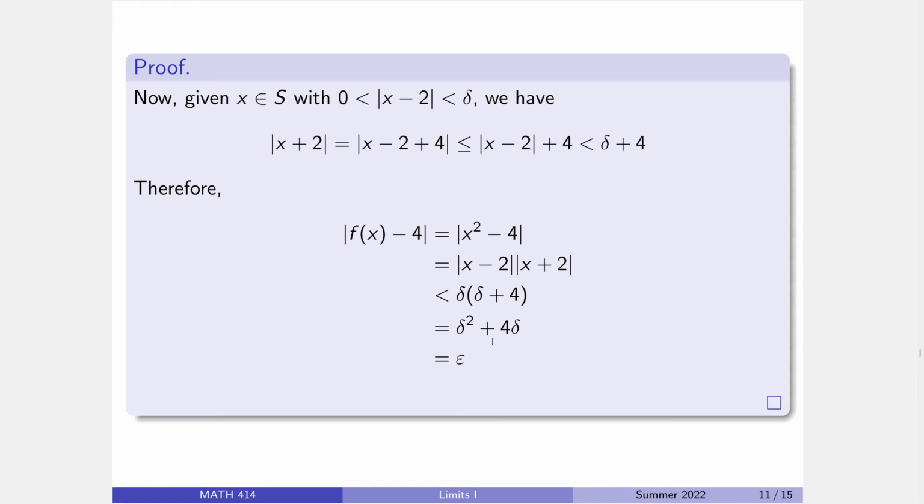So, this is exactly how I actually did the proof. I started with this, I factored this out, I then went, if this is less than delta, x plus 2 has to be less than delta plus 4. So, whatever my delta is, I need delta squared plus 4 delta to equal epsilon.